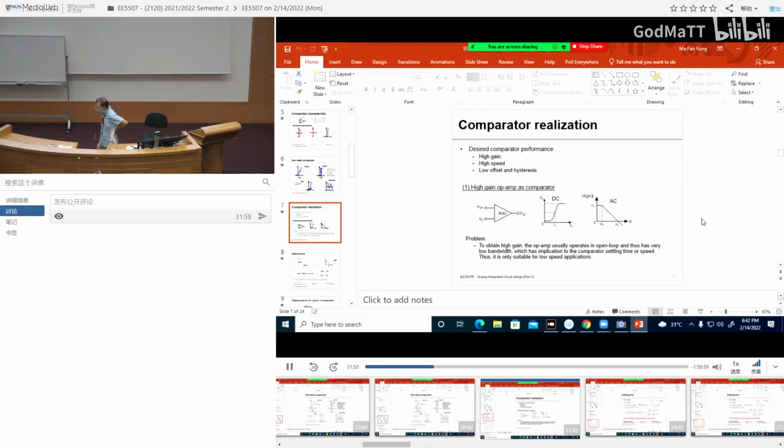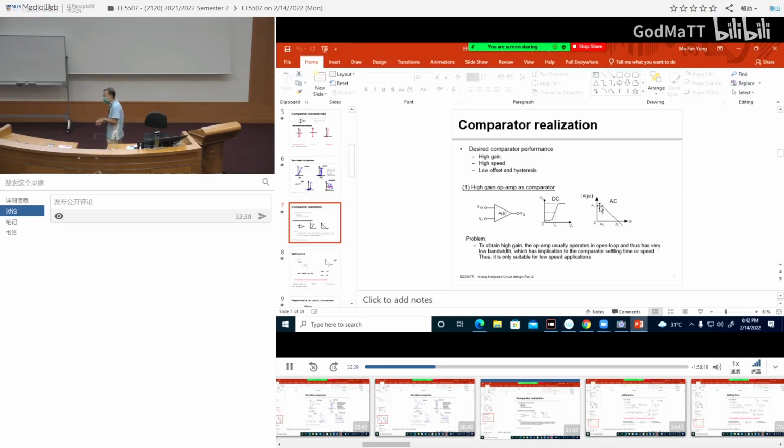But what is the limitation if we use an op-amp as a comparator? You want a very high gain, but it means that your bandwidth is very low, because the op-amp is high gain only for very low frequency, depending on what your pole frequency is. So if the pole frequency or the bandwidth is low, it means that it's not fast.